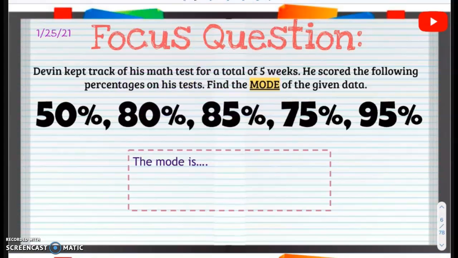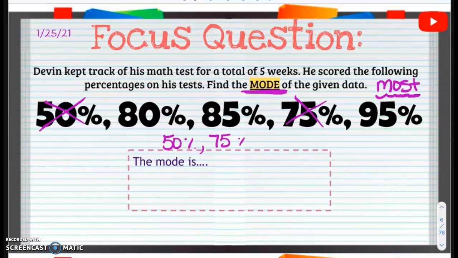So remember, the mode means most. So what I like to do is put them in order. So let's see, the smallest, he has a 50%. Then he has a 75%. Then an 80%. And then an 85%. And then a 95%. Alright, so what is the mode, or the number we see the most?